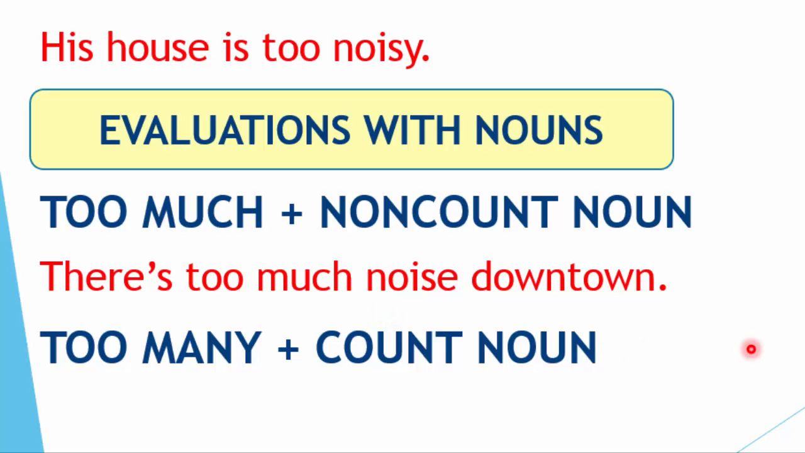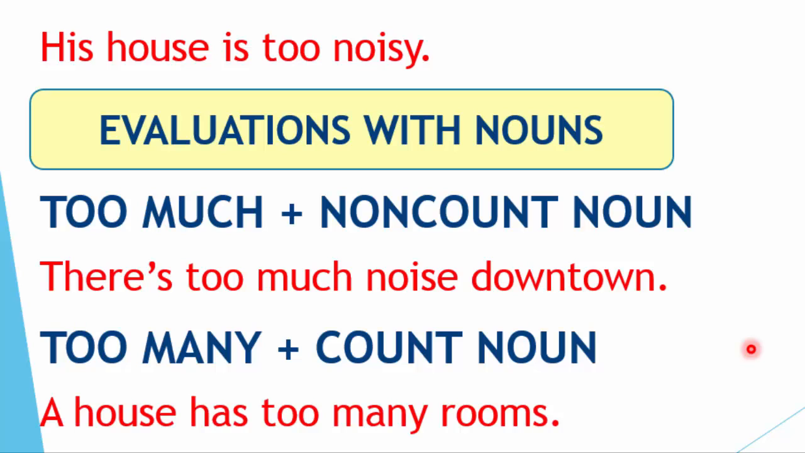Now, when we have a count noun, we are going to use too many, okay? Example, a house has too many rooms, okay?